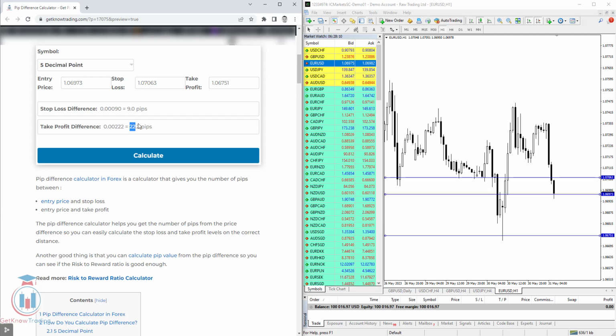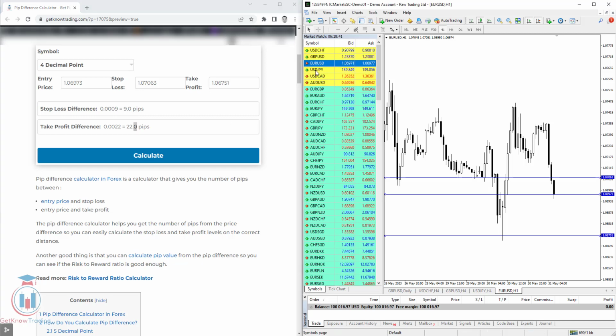But if you have a 4 decimal point symbol, let's select this one and click calculate, you will get the price difference only with 4 digits. The 5th digit, which was here the number 2 in the take profit difference, is currently set to 0 because we are not looking at the 5th decimal point. So this way you can use this Pip Difference Calculator for different decimal point symbols, so you can get the number of pips or the pipettes.